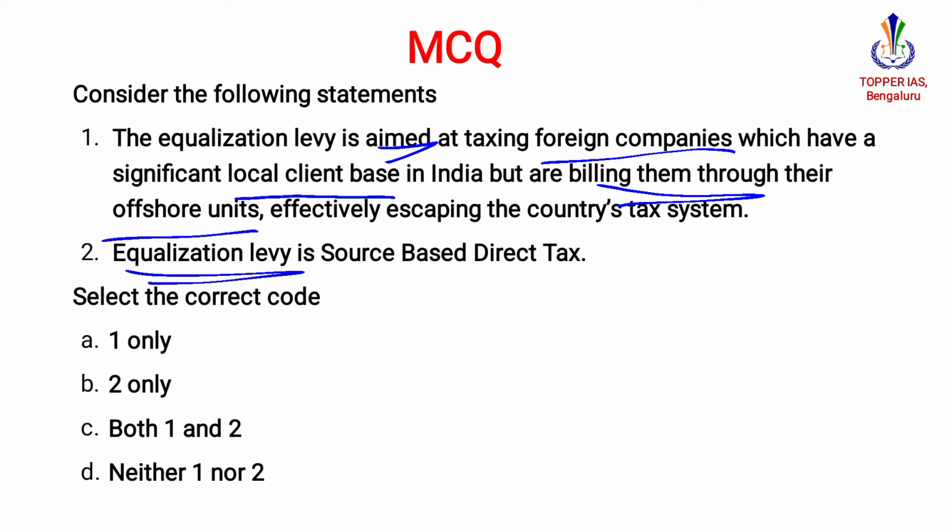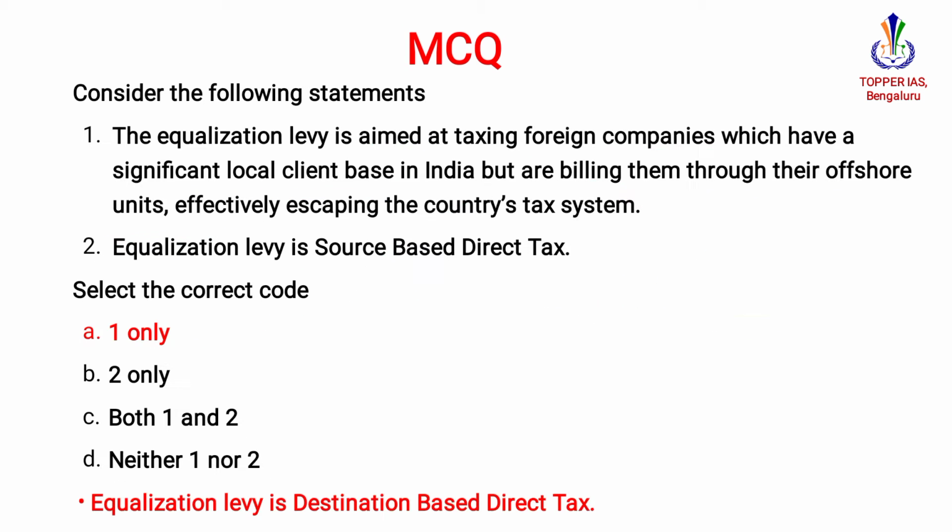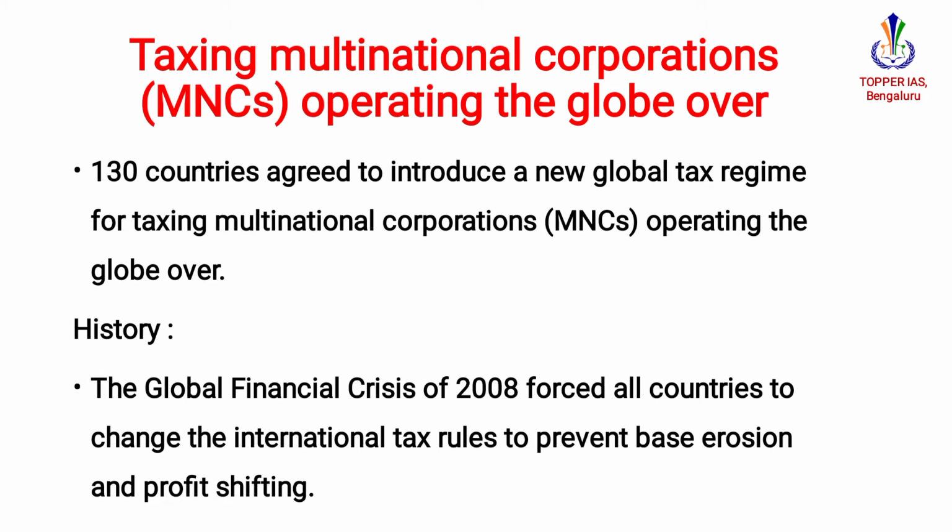Equalization levy is a source based direct tax. No, it is not source based, it is a destination based direct tax. So the answer will be one only. Taxing multinational corporates operating the globe over. That's one. 130 countries agreed to introduce a new global tax regime.